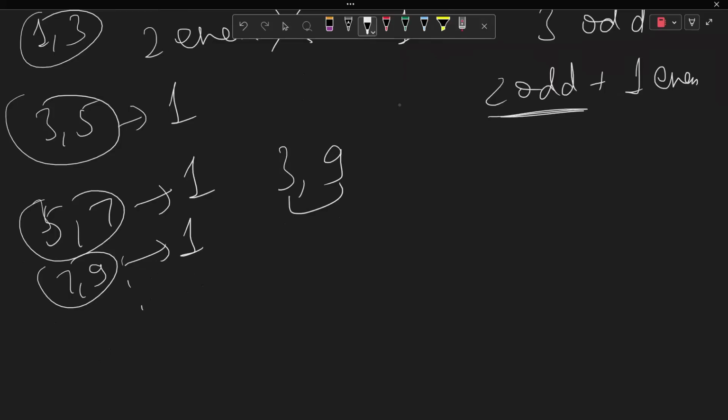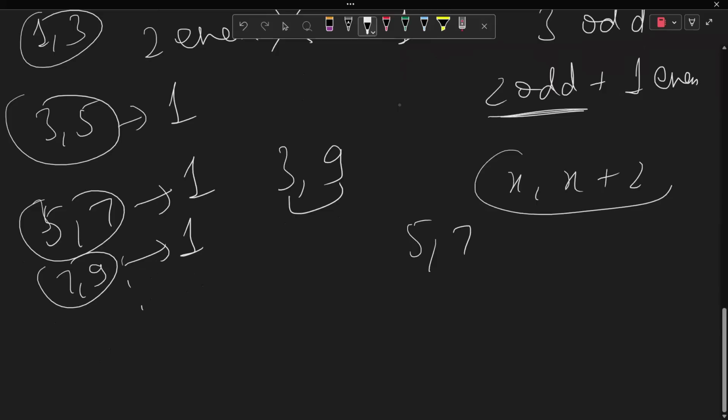If you need a proof for that, take any x and x plus 2 where x is odd. If they have some common factor, first of all, they wouldn't have 2 as a common factor. So at max, they would have 3 or more than 3 as a common factor. And if you add 2 to them, if 3 is a common factor of x, then x plus 2 would never be a multiple of 3. If x is a multiple of 5, then x plus 2 would not be a multiple of 5. So they would never have a common factor. So if you take two consecutive odd integers, they would always be co-prime.